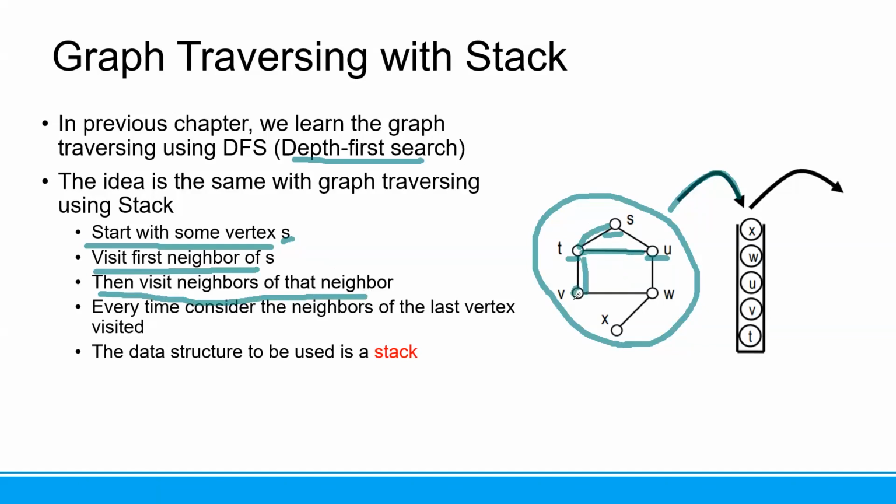Okay. So after you visit P, you will visit that neighbor. What is the neighbor of P? It can be W, or maybe you want to search first the neighbor of U. So the neighbor of T is U, and then after U, you want to select W, and then you select X. So it depends on how you select the sequence. And we can put it into a stack. Every time consider the neighbors of the last vertex visited. Let's say this is the last vertex, which is X.